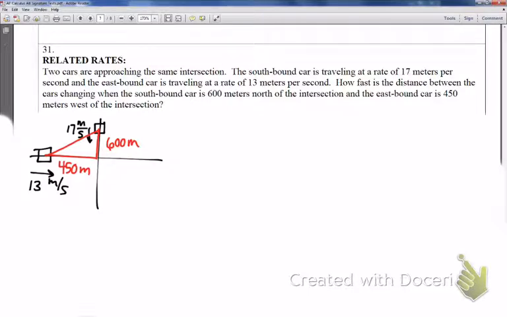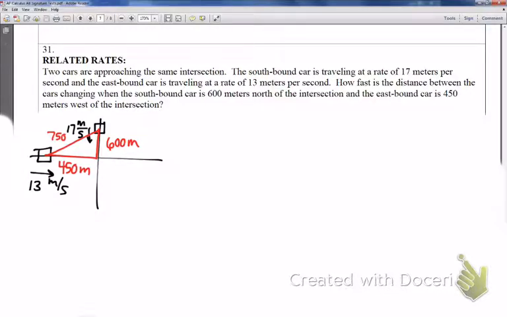And you will not need to use a calculator on the test tomorrow. So 450 squared, this one's out of batteries. Let's try that again. Alright, 450 squared plus 600 squared, square root of that is 750. So the hypotenuse is 750 meters at this time.